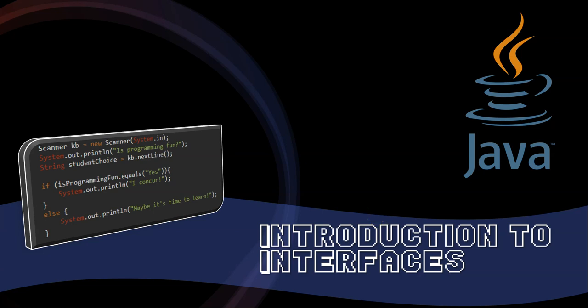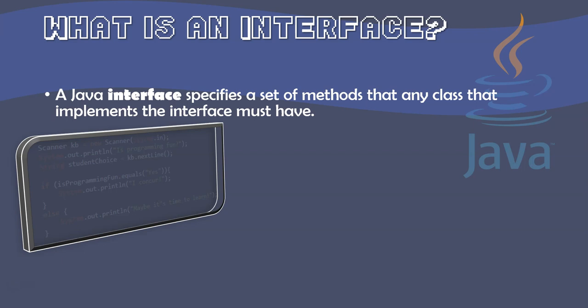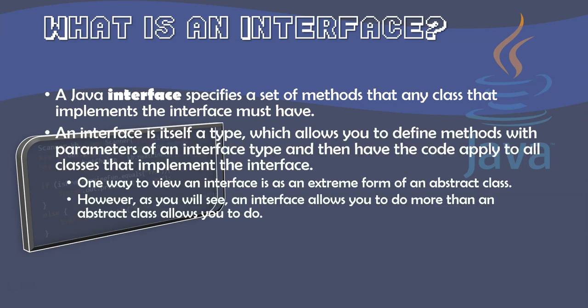And welcome back. As we go into our next unit here, we're going to go ahead and dive into looking at interfaces and interclasses. But let's first start off with looking at interfaces. So what exactly is an interface? Well, in Java, an interface specifies a set of methods that any class that implements that interface must have.